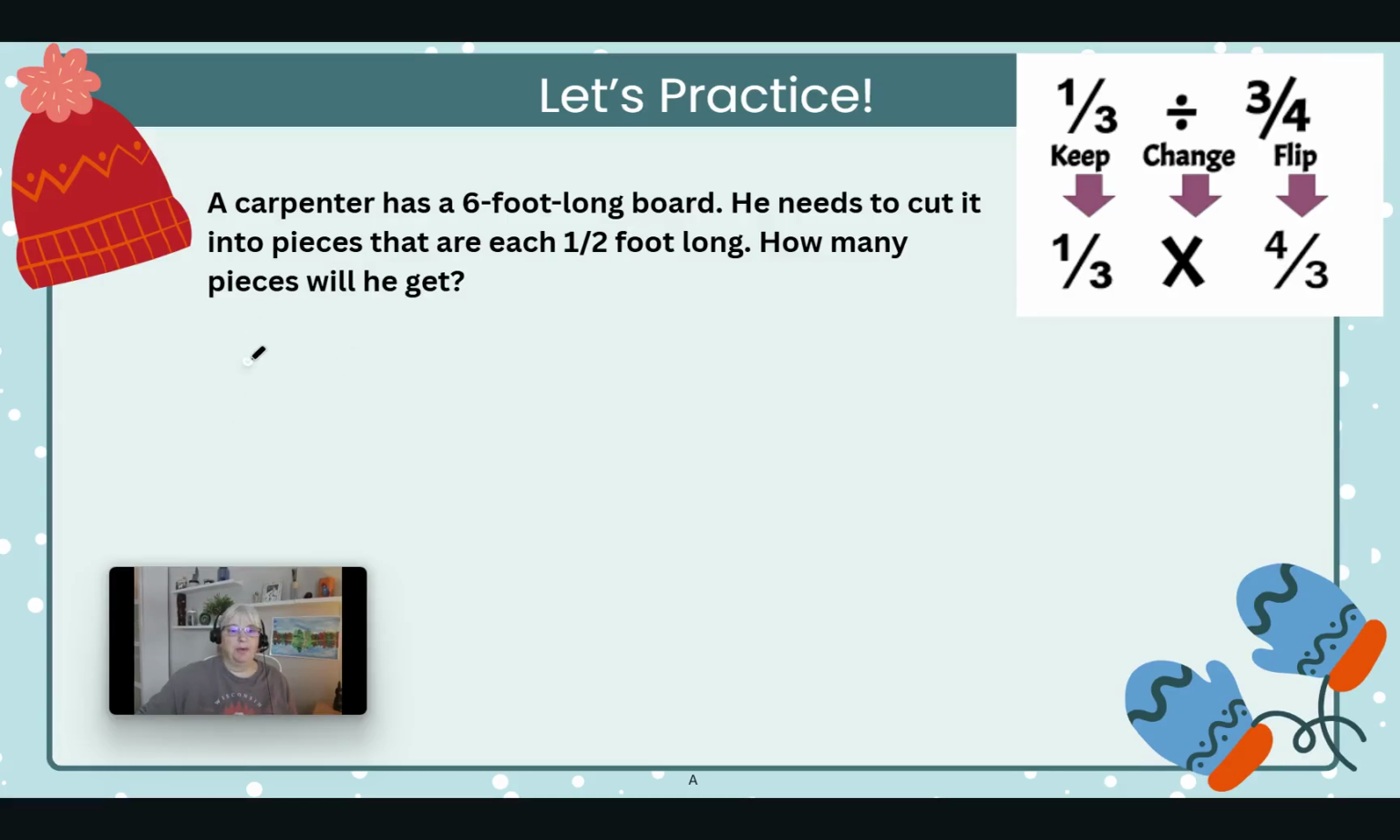Same thing. So we're starting off with 6 feet, and we're going to divide it into half pieces, and we need to know how many pieces we are going to get. You might have an answer in your head if you figured out that pattern, and that's great. Hang on to that answer as I do the keep, change, flip. Write 6 as a fraction. 6 as a fraction is 6 over 1, divided by 1/2.